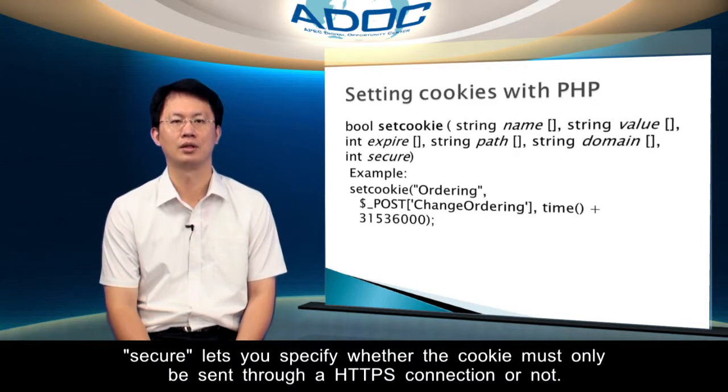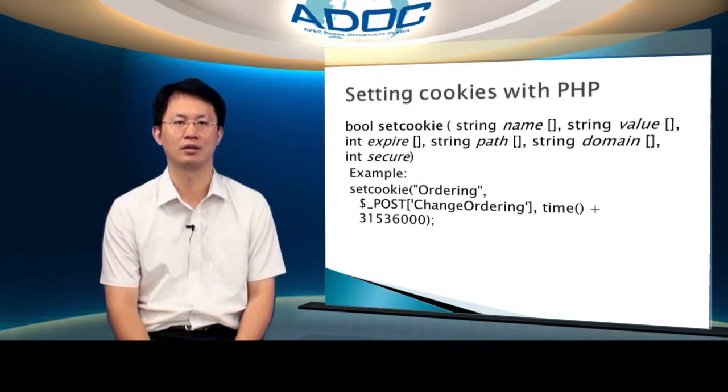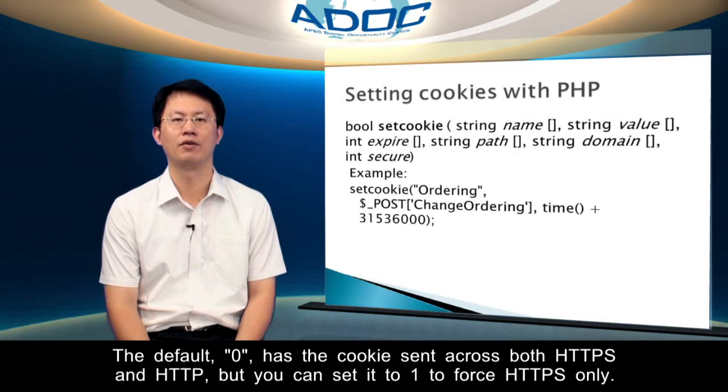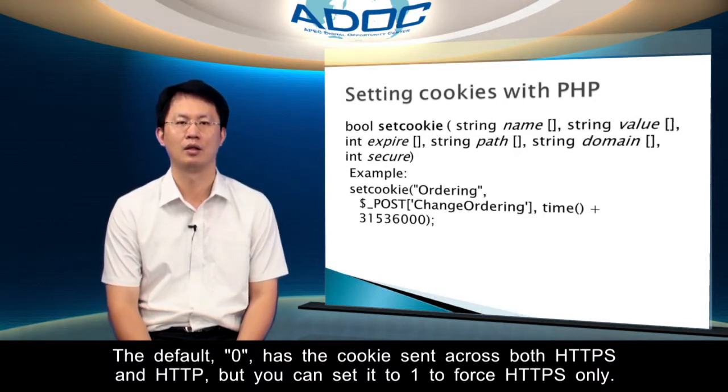And secure lets you specify whether the cookie must only be sent through HTTPS connections or not. And the default, zero, has the cookie sent across both HTTPS and HTTP. But you can set it to 1 to force HTTPS only.